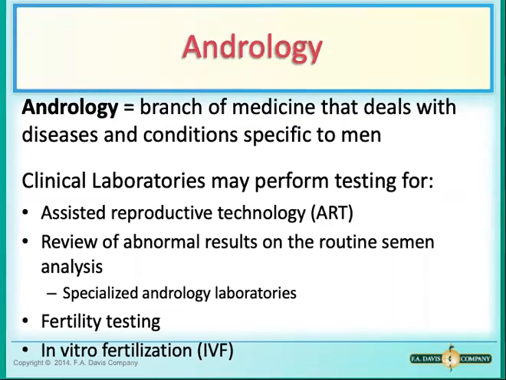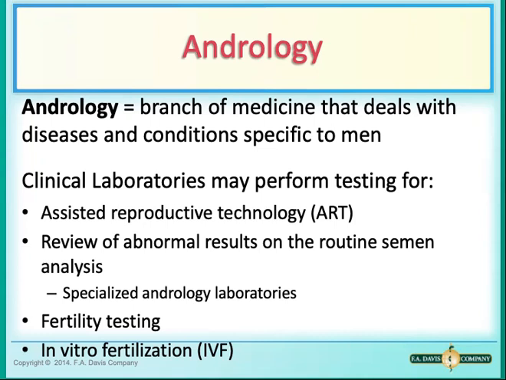So andrology is the branch of medicine that deals with diseases and conditions that are specific to men. Advances in this field of andrology and assisted reproductive technology, ART, as well as increased concern over fertility, especially now that couples are choosing to have children later in life, have led to an increased emphasis on semen analysis on men.